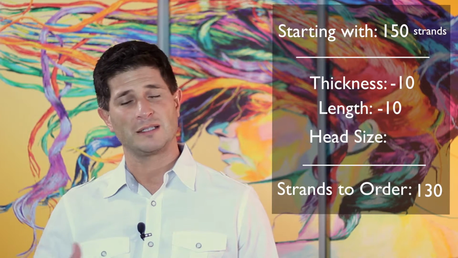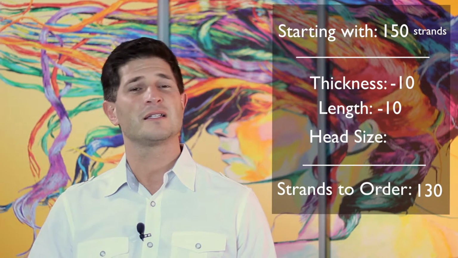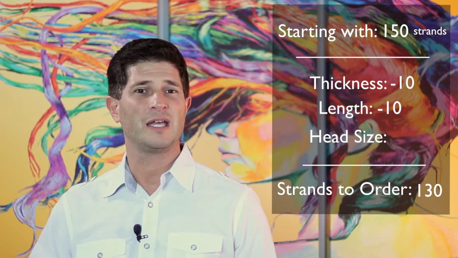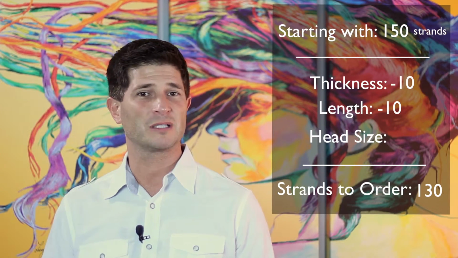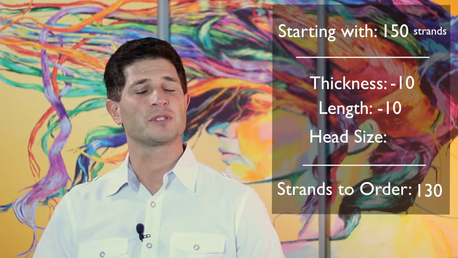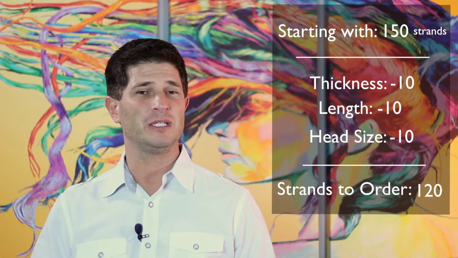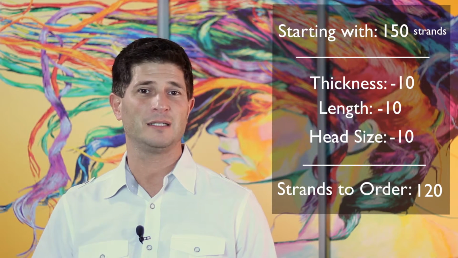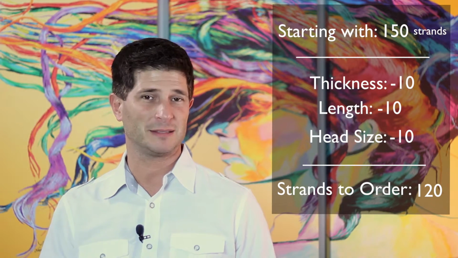So we're subtracting 10 for thin hair, 10 for shorter length, and then maybe head size. Maybe your client has a petite head, won't have as much landscape to cover, we'll subtract another 10. So that would be 150 with a minus 10, minus 10, minus 10, we're down to 120 strands.